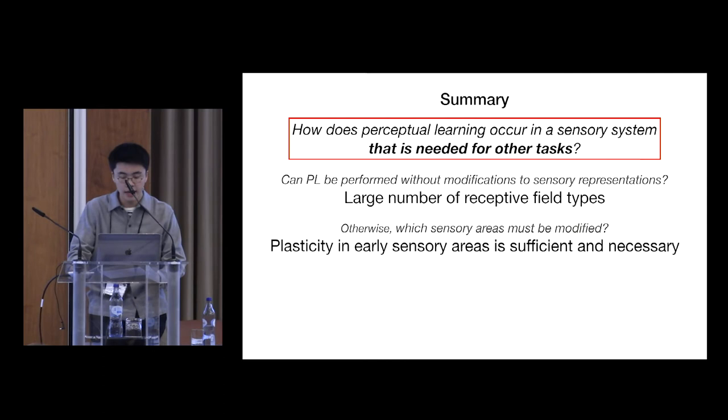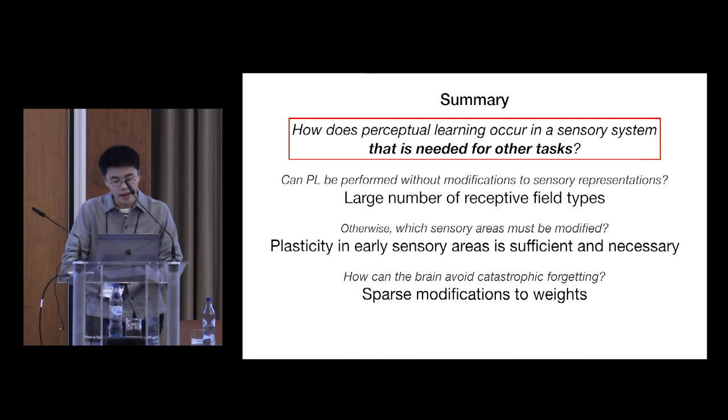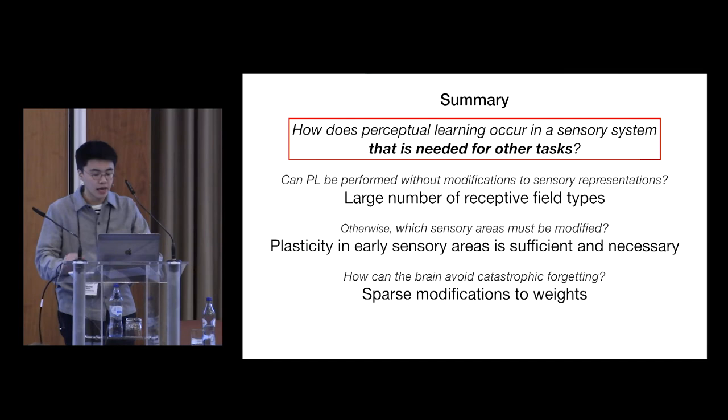If you have to make modifications, which areas have to be modified? The answer there is the early sensory areas. If you modify them, it seems to be sufficient and necessary. And finally, what's a way for the brain to avoid catastrophic forgetting when you learn such things? You want to encourage sparse modifications to the weights.